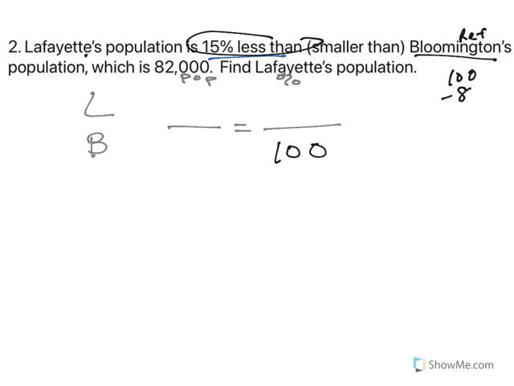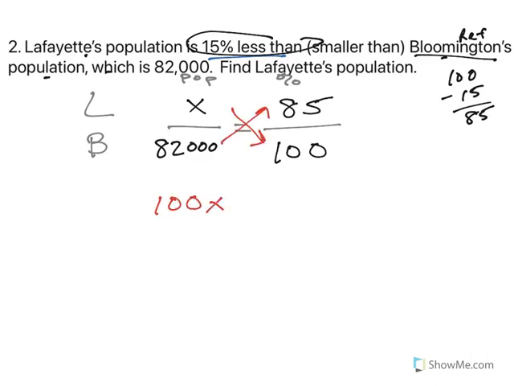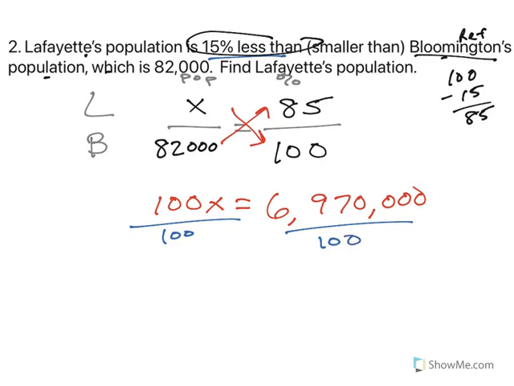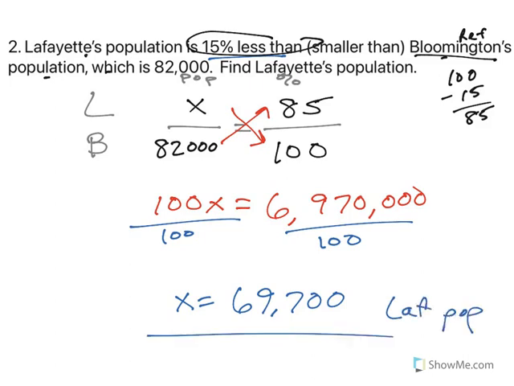So I'll take 100 minus 15. So that means Lafayette, for a percentage, is 85. And then it says Bloomington population, which is 82. That means Bloomington is 82,000. Lafayette is our unknown. Again, we cross multiply, so I have 100x equals 6,970,000. Divide both sides by 100, and we end up with a Lafayette population of 69,700.